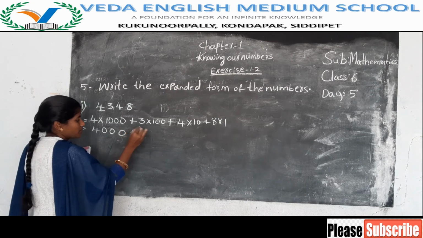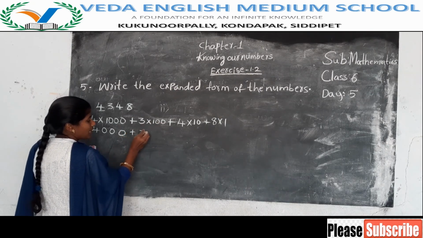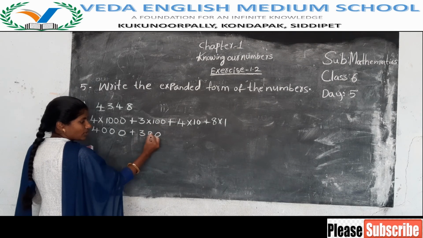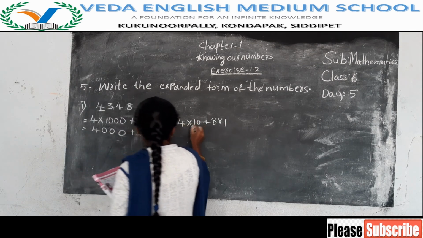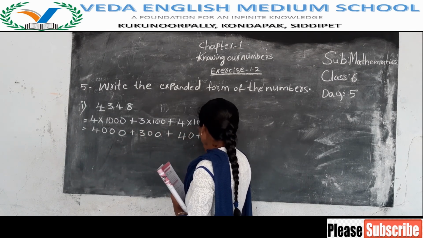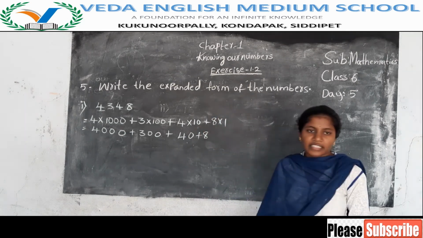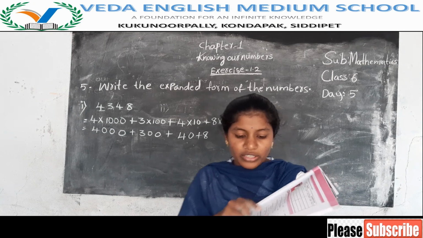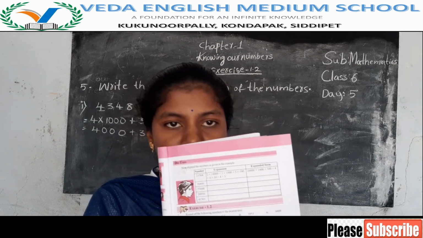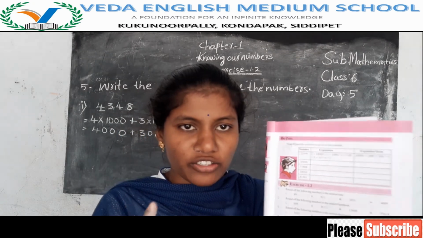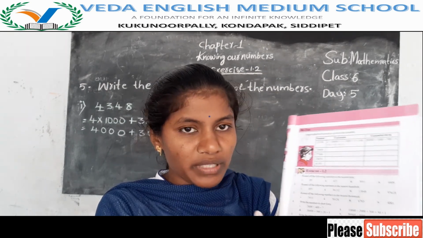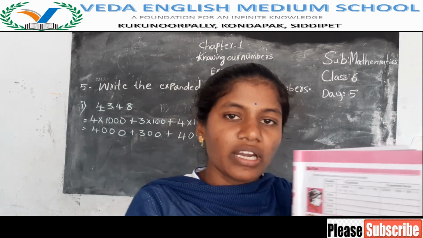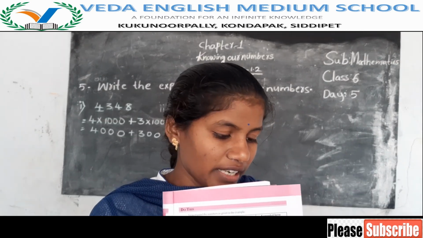Afterwards here we have plus again. 3 into 100 is 300. Otherwise 3 ones are 3, and 2 zeros we write as it is. 4 tens are 40. 8 ones are 8. Like this you have to write the expanded form. In 5th bit we have 3 more problems. The 3 problems are your homework. You know expanded form well, so you have to complete the 3 problems like this only. In next class I will teach 4th bit and we will learn about largest numbers. Very good children. Practice well.